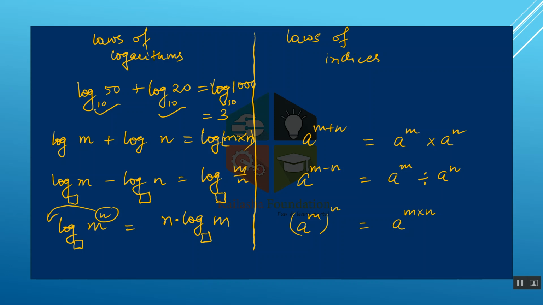Laws of logarithms, laws of indices. These have things in common because obviously you have seen that indices are related to logarithms. Exponential form is the reciprocal of logarithmic form. So this was the basic idea of logs.